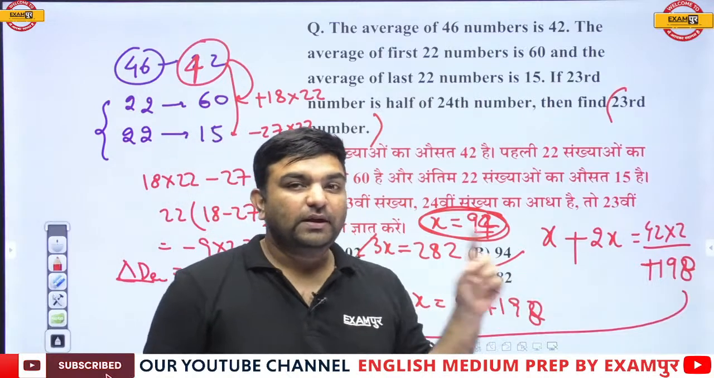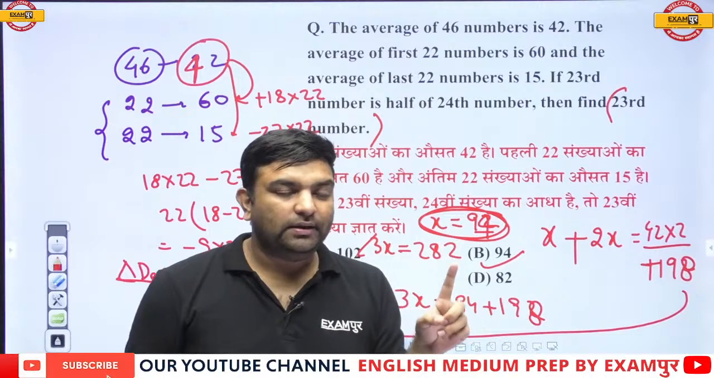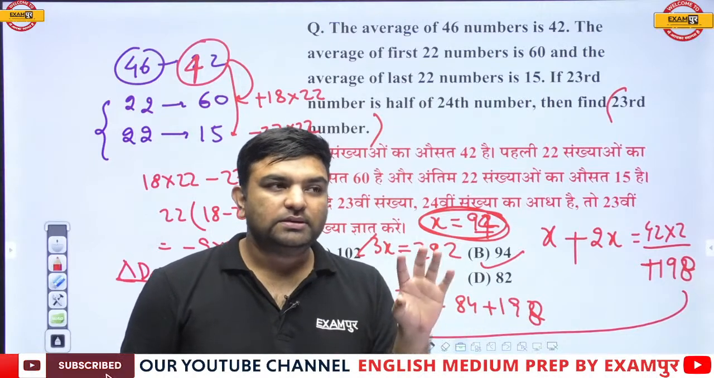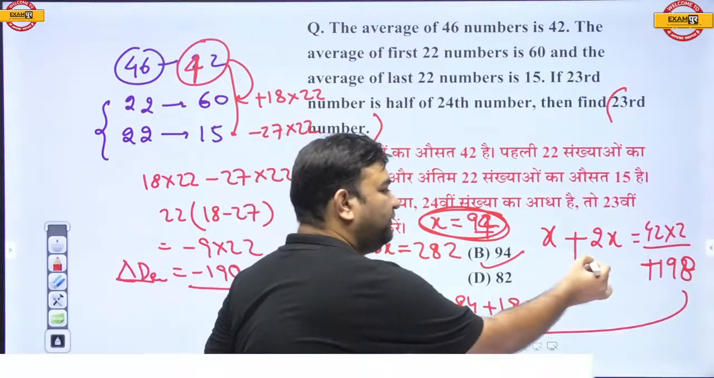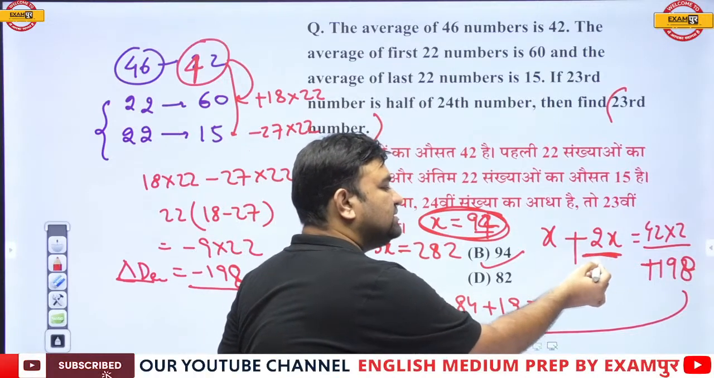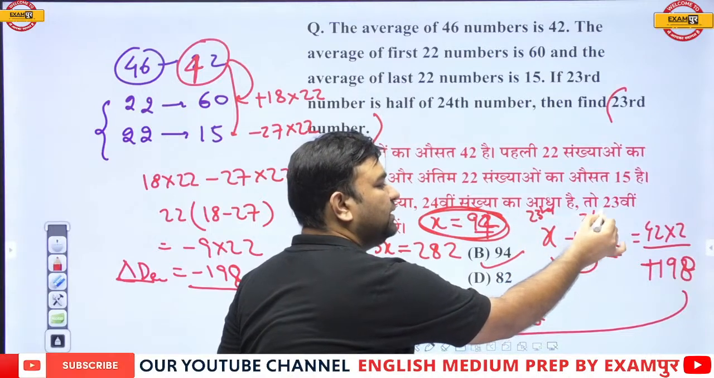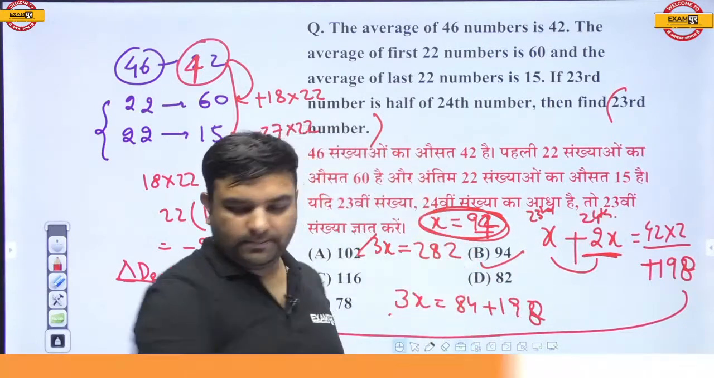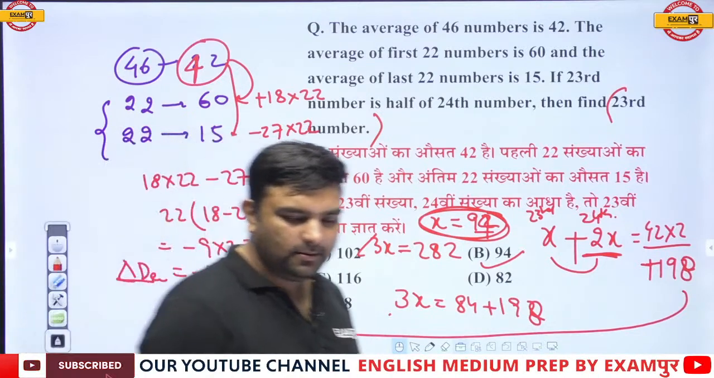How was this written? The 23rd number is half of the 24th number. So we can easily say the 24th number is double the 23rd. This is your 23rd number. This is your 24th number. I hope you might have got it. Clear? Chalo.